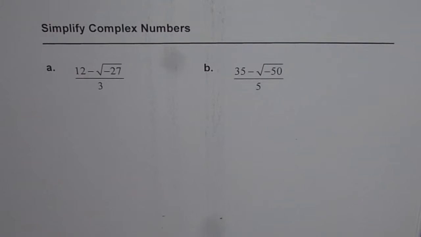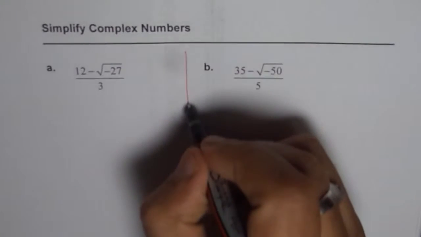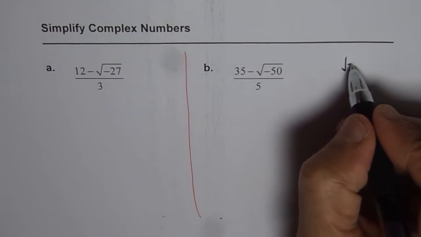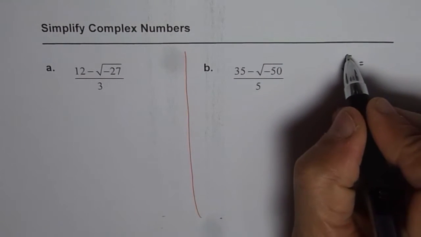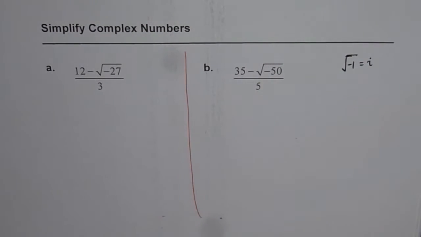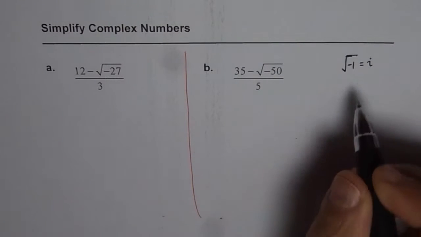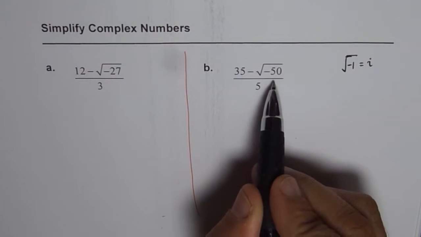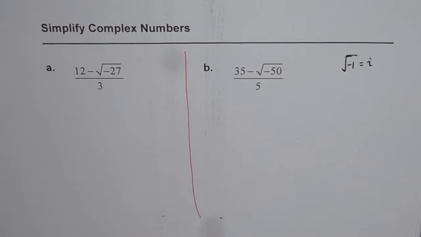Now, to simplify complex numbers, we need to know just two things. One is that the square root of minus 1 is equal to i. That's the imaginary number, right? Second, whatever is there in the radical, we have to write it as a product of two numbers, one of which should be a perfect square. Then only you can simplify it further. Otherwise, you cannot simplify, right?